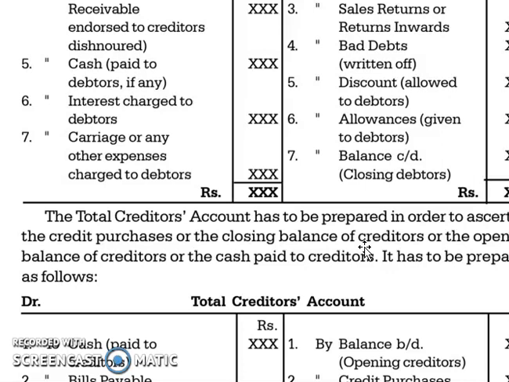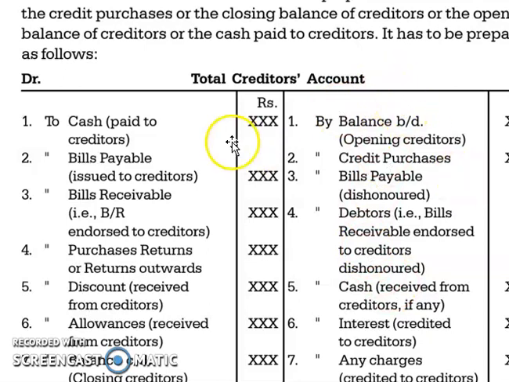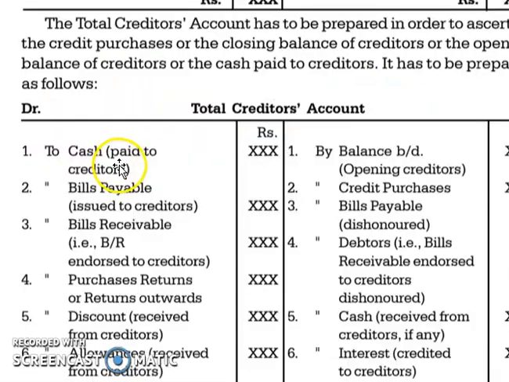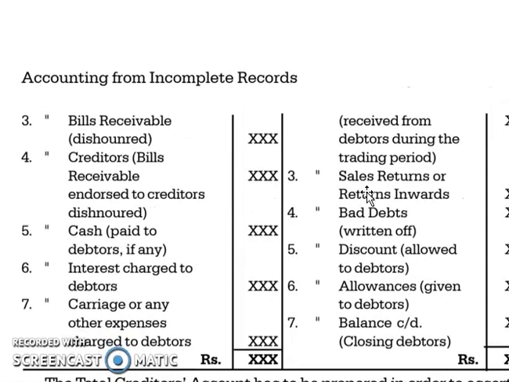It has to be prepared to ascertain again either the opening creditors, closing creditors, credit purchases, or cash paid to creditors. Let us discuss this with the format. Total creditors account. In the debit side we are having to cash paid to creditors. In the debtors account we are having by cash received from debtors. Here, to cash paid to creditors. Just let me cross check here. By cash received from debtors in total debtors account. Yes, in the debtors account it is in the credit side.